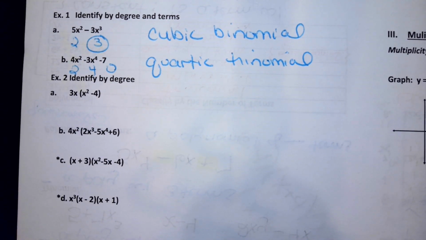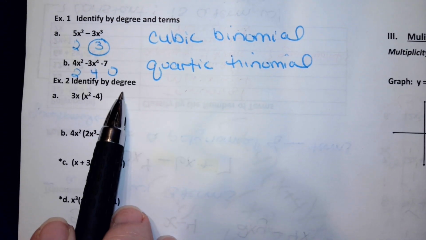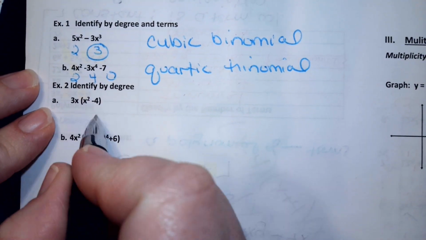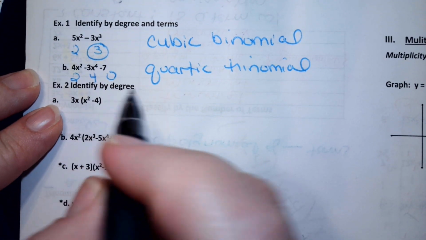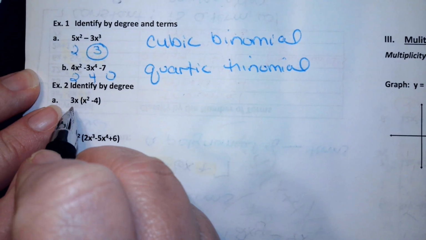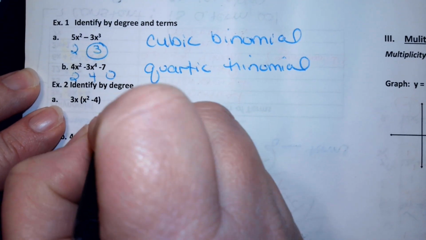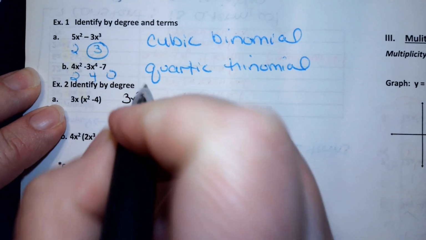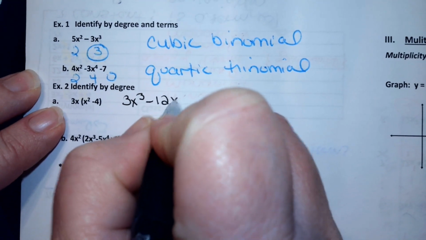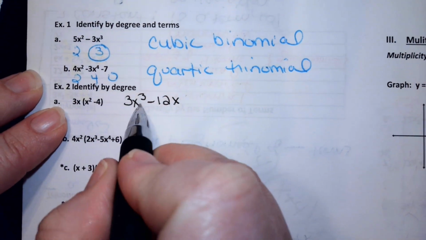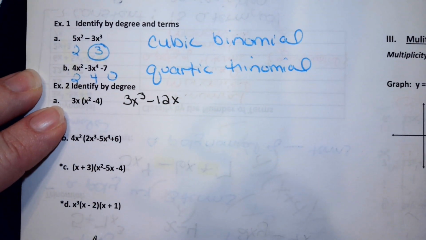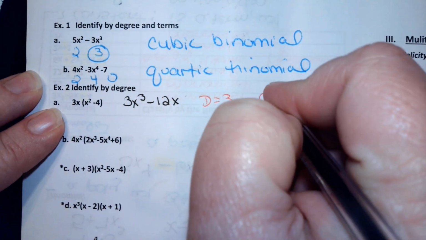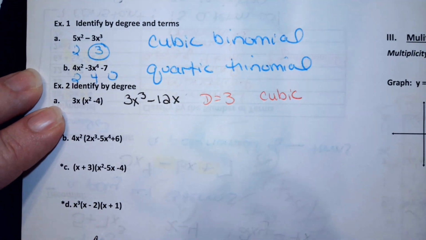All right, so here they're asking you to identify by the degree. So what we're going to do, we can multiply this out. So I could come right here and say 3x times x squared, and I would get 3x cubed. And I could say 3x times -4 and get negative 12x. And I could see that the degree here would be 3. So since the degree is 3, that would make that a cubic function.